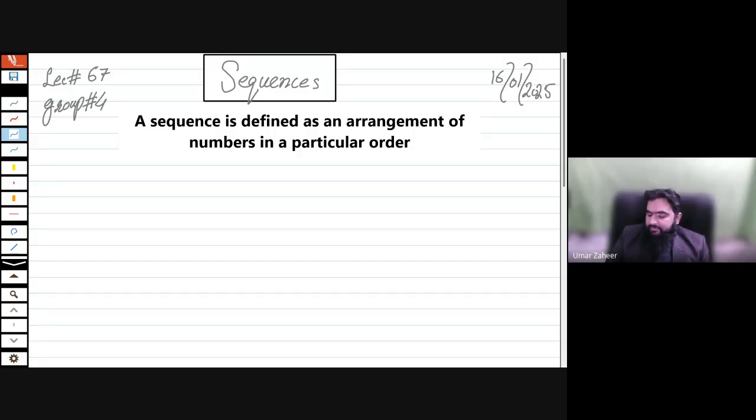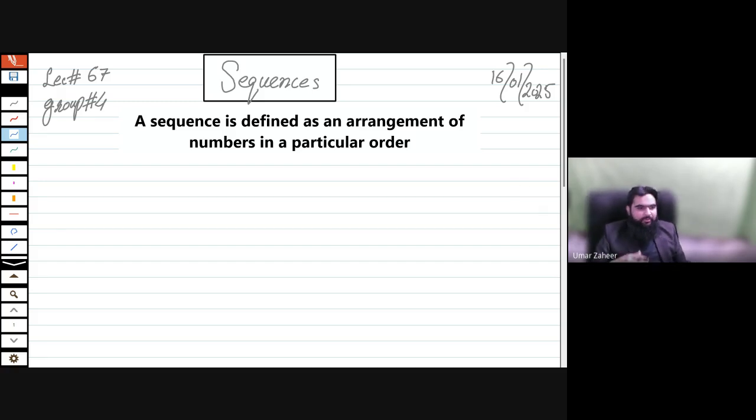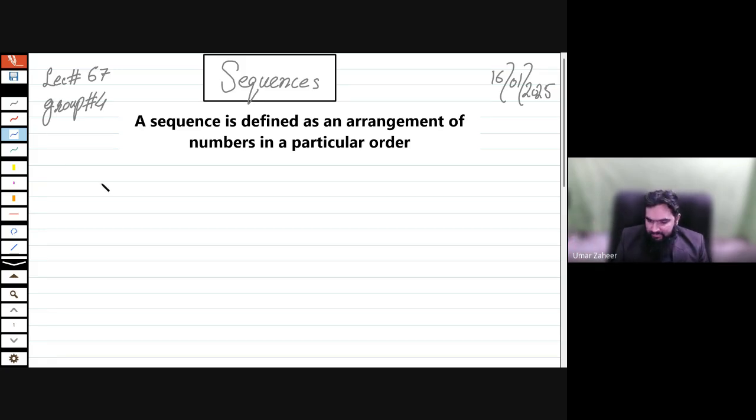All right, so we are talking about sequence. A sequence is basically a set of numbers in a very specific, particular order, an arrangement of numbers in a particular order. For example, if I write the numbers 1, 3, 5, 7, 9.